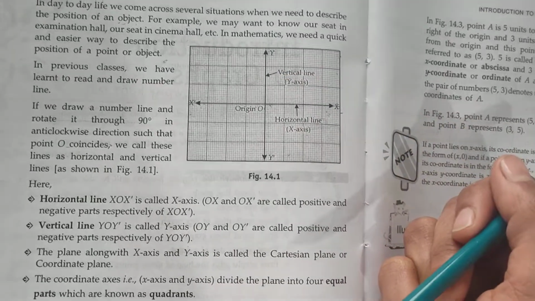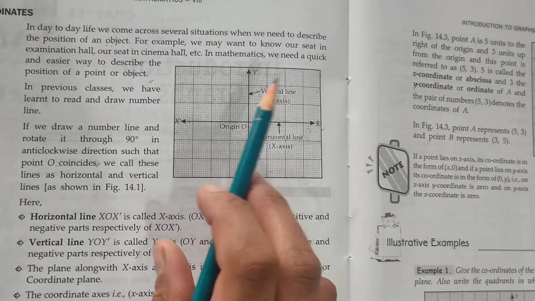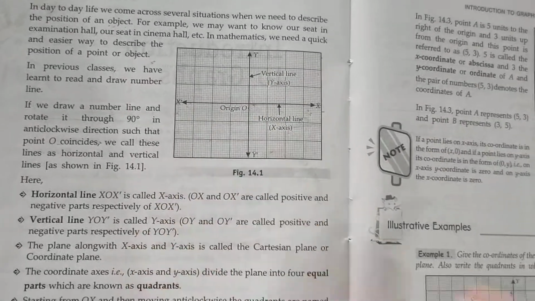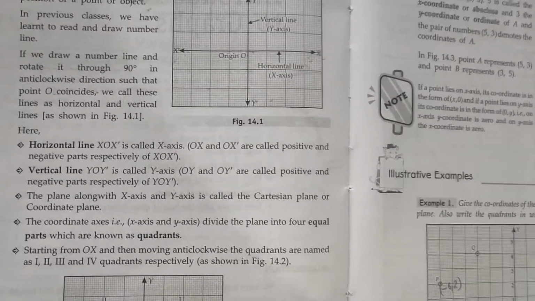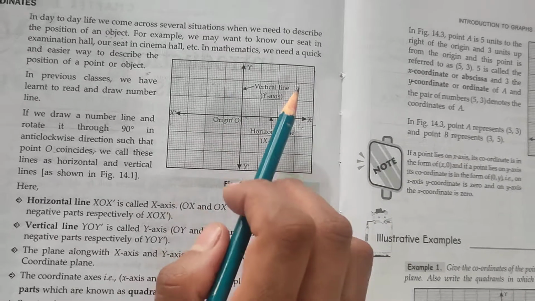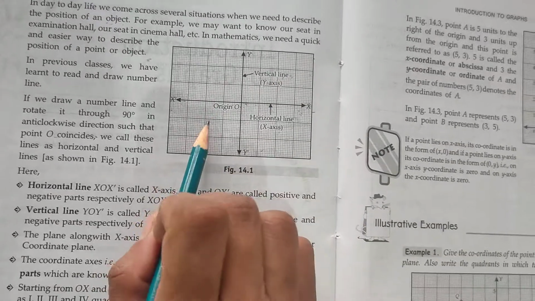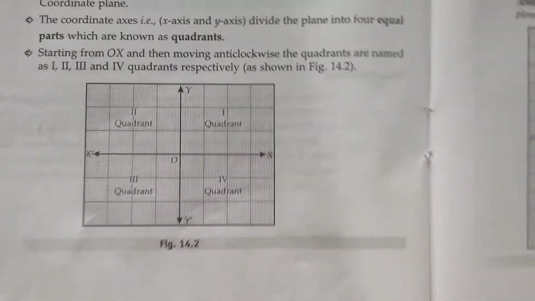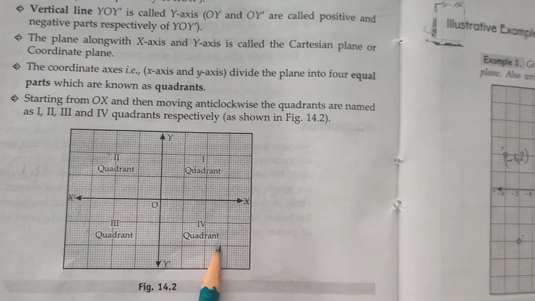The coordinate axes divide the plane into 4 equal parts known as quadrants. Means 1, 2, 3, 4 equal parts, and these 4 equal parts are known as quadrants. This XOY is our first quadrant, then second quadrant, third quadrant, and this is our fourth quadrant.